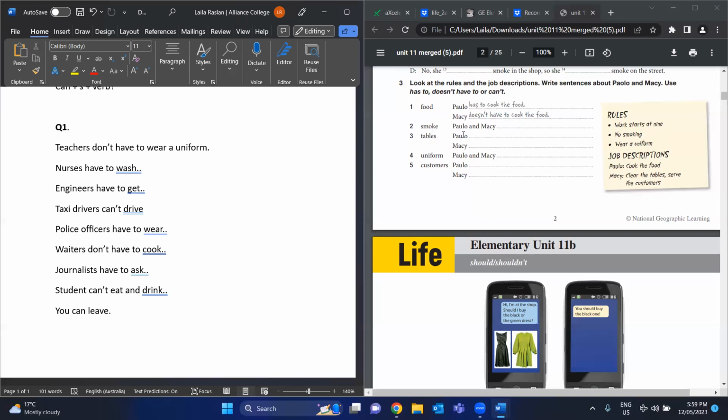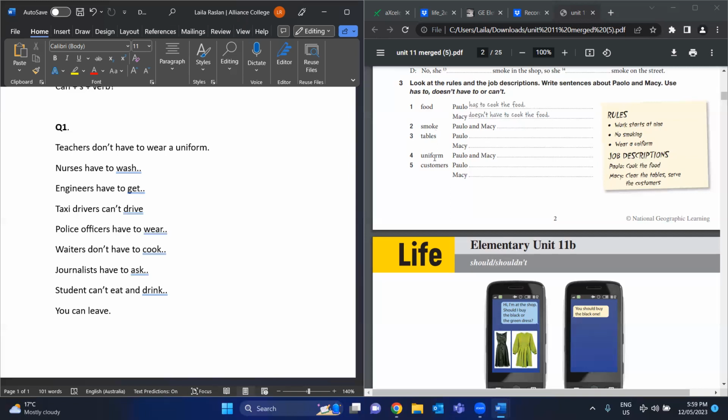In this case, can't, because they're not allowed to. It's not very important. They're not allowed to. The tables, Paolo doesn't have to clean the tables because it's Marcy's job. So it's not important for him. He doesn't have to do it. You see the difference? But Marcy, she has to clean the tables. That's her job.